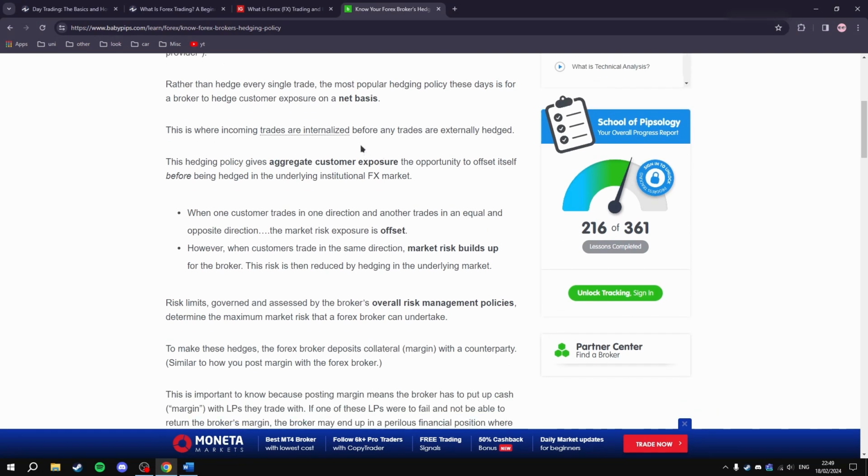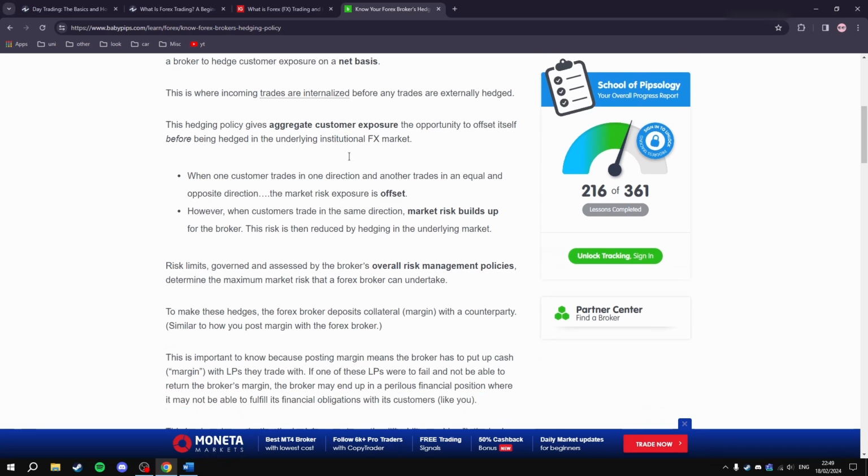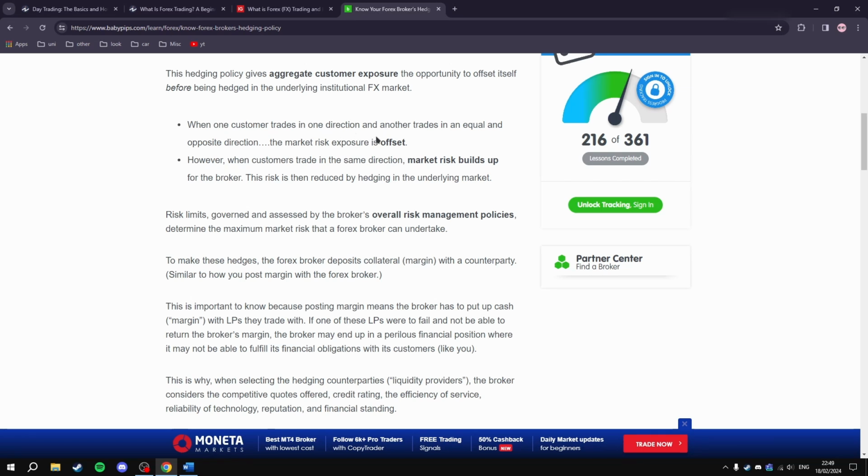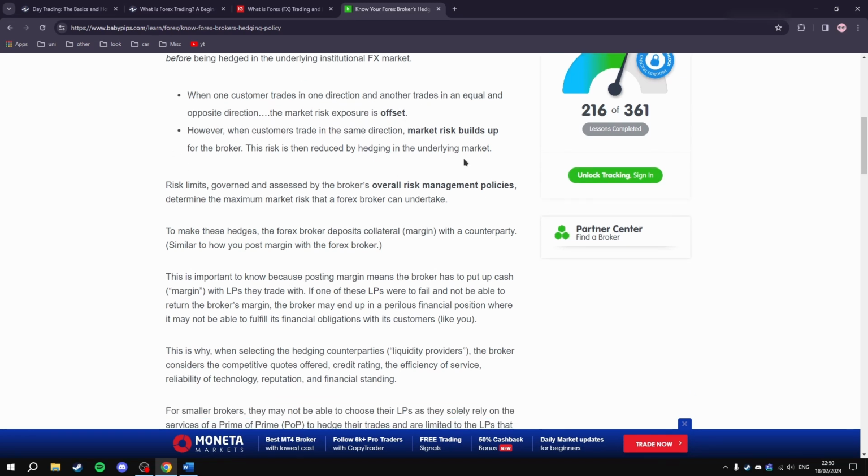Rather than hedge every single trade, the most popular hedging policy these days is for a broker to hedge customers' exposure on a net basis. This is where incoming trades are internalized before any trades are externally hedged. This hedging policy gives aggregate customer exposure the opportunity to offset itself before being hedged in the underlying institutional FX market. When one customer trades in one direction and another trades in the equal and opposite direction, the market risk exposure is offset, so cancelled out basically. However, when customers trade in the same direction, market risks build up for the broker. This risk is then reduced by hedging in the underlying market.